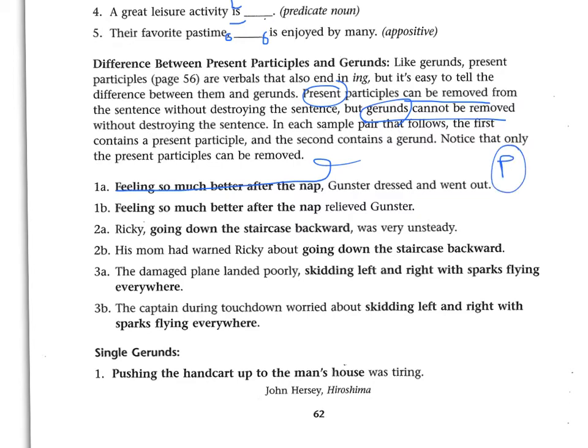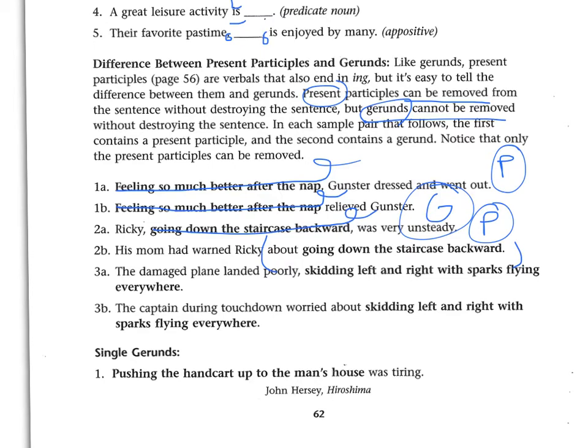Let's look at letter 1b. Feeling so much better after the nap relieved Gunster. If you were to remove this verb-ing phrase, the sentence is destroyed. Therefore, feeling so much better after the nap is a gerund phrase. 2a. Ricky, going down the staircase backwards, was very unsteady. If you were to remove the phrase, the sentence makes sense. It's a participial phrase.